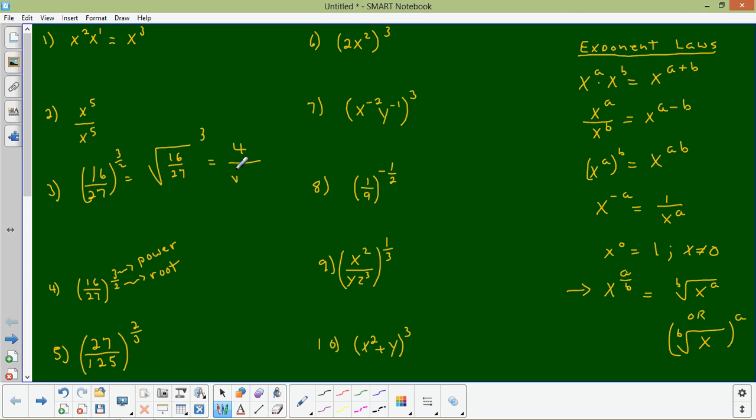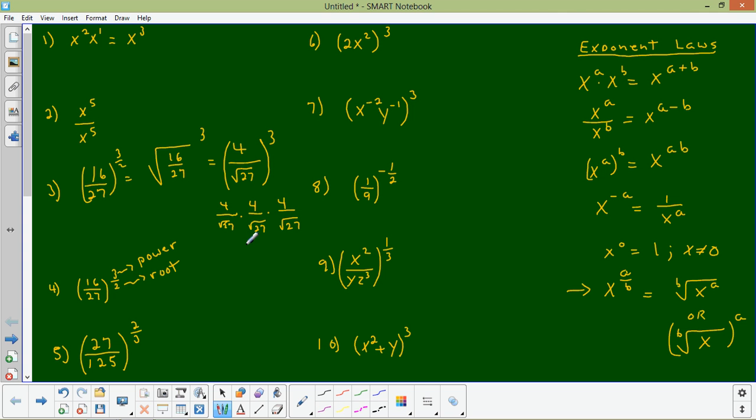And we're going to leave the square root of 27 just as it is. We could simplify it, of course, but for the time being, we'll leave it like it is. Now to cube this, in other words, we did the root first, and now we're going to go ahead and do the power. It's going to be 4 over square root of 27 times 4 over square root of 27 times 4 over square root of 27.